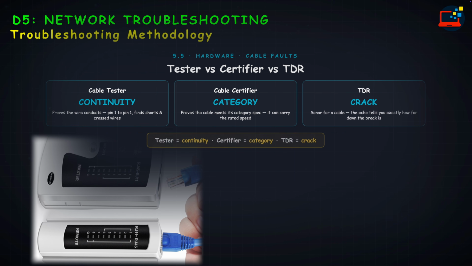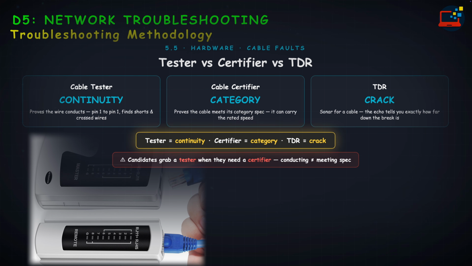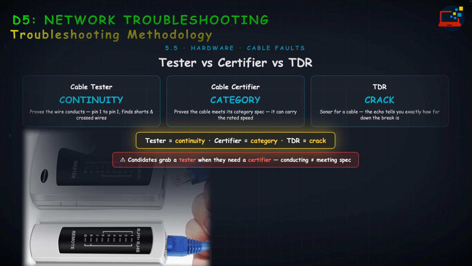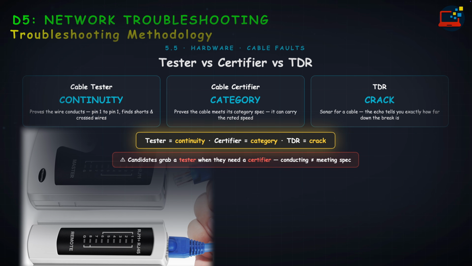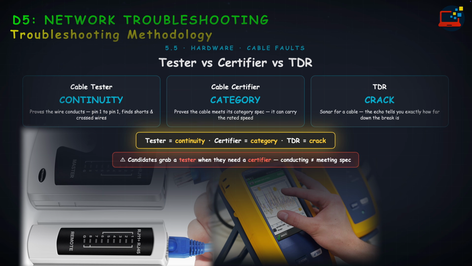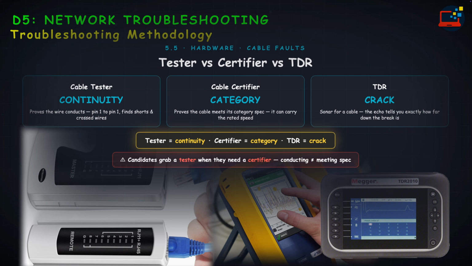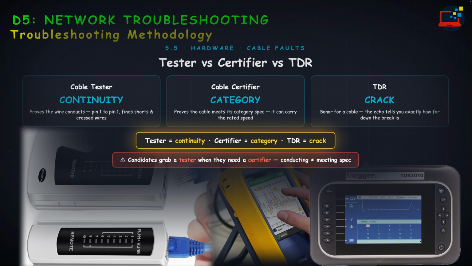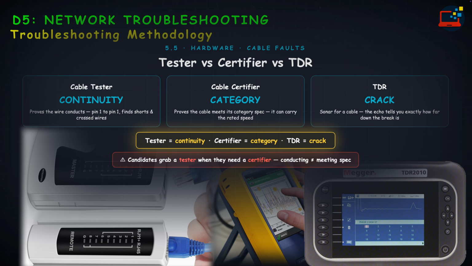A cable tester checks continuity, proving pin 1 connects to pin 1 and finding shorts or crossed wires. But here's the tool candidates reach for wrong every single time. A cable tester only proves the wire conducts. A cable certifier goes further and proves the cable actually meets a category specification, that it can carry the speed the standard promises. And a time domain reflectometer, a TDR, is sonar for a cable, sending a pulse whose echo tells you exactly how far down the break is.